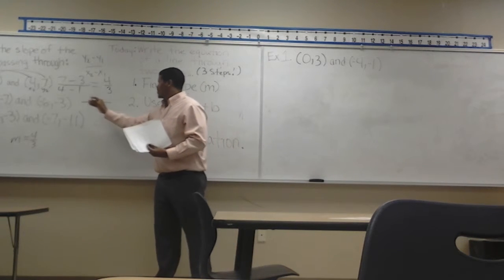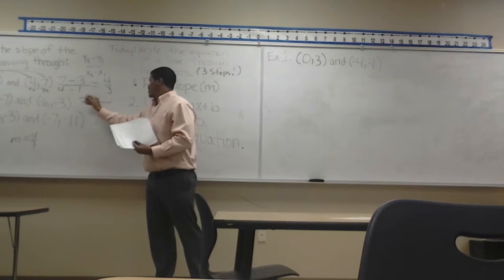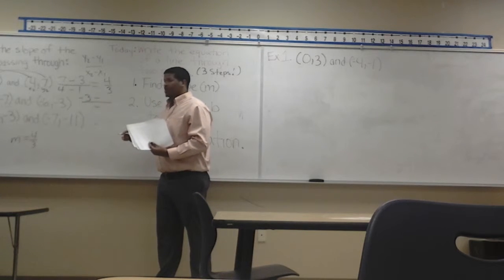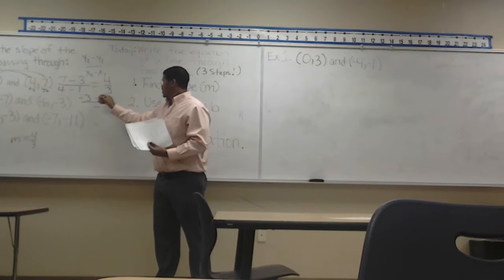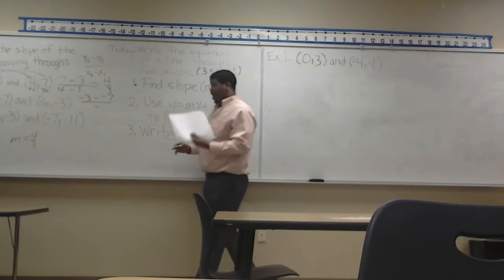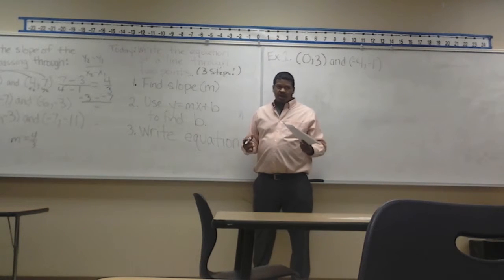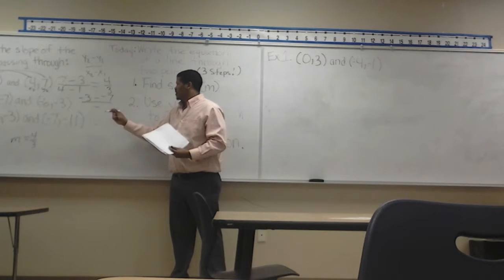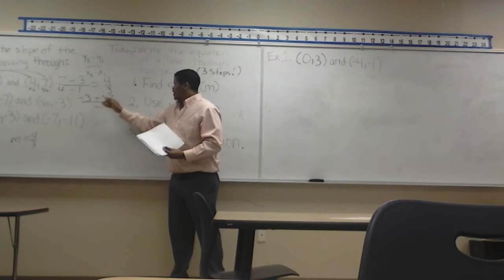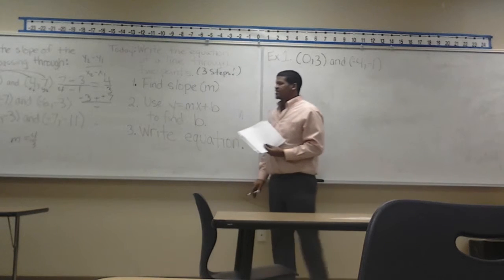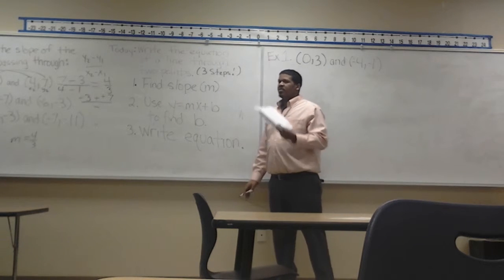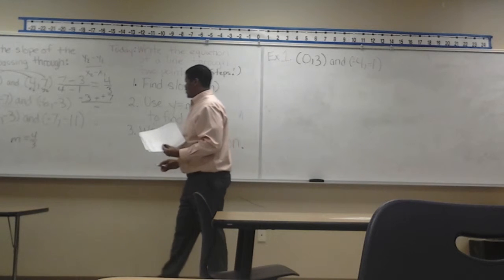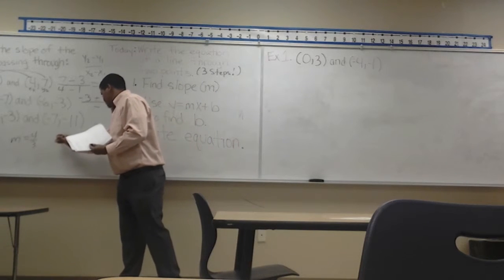Speak up louder, please. Negative 3, minus negative 7, right? But again, what happens when we subtract negative numbers? We are really adding. So what is negative 3 plus 7? 4. It's a positive 4. All right, don't put 10, because 10 is wrong.